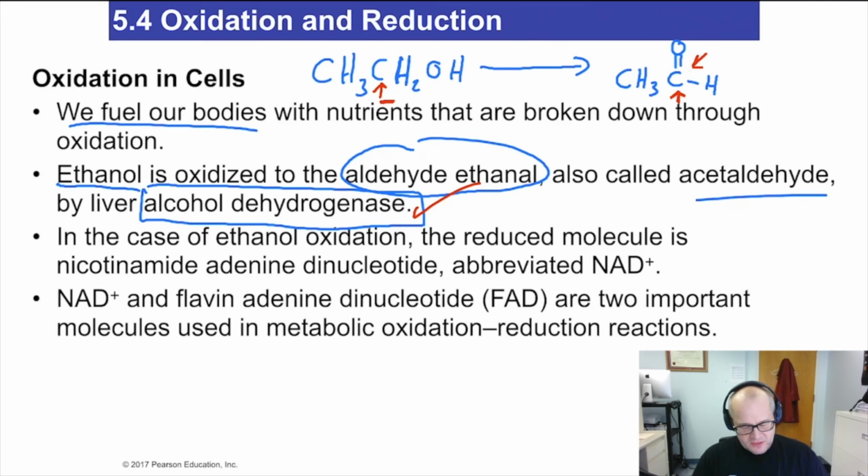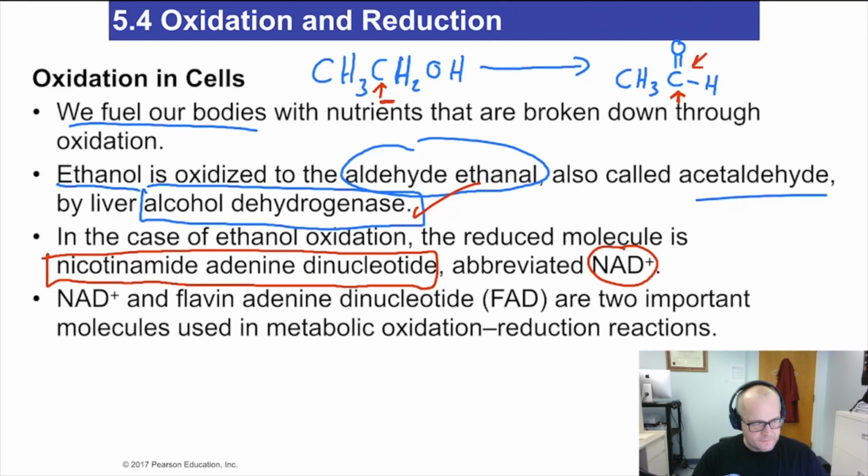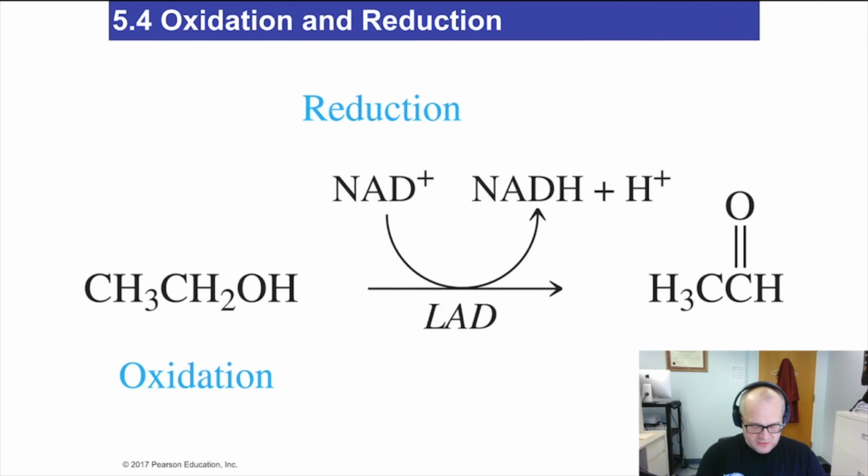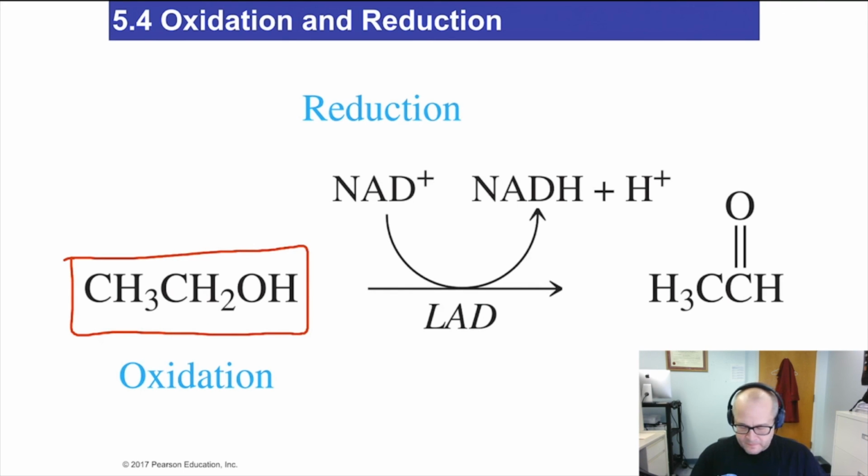Now, again, if there's an oxidation, there must be a reduction. Okay? And in the case of alcohol dehydrogenase, that reduced molecule is this one here, nicotinamide adenine dinucleotide, more affectionately known as NAD+. Now, these are 2 important molecules used in the metabolic oxidation reduction reactions. And let's take a look at a schematic involving NAD+. So here's oxidation. Here's the ethanol. And here's the acetaldehyde that I was talking about.